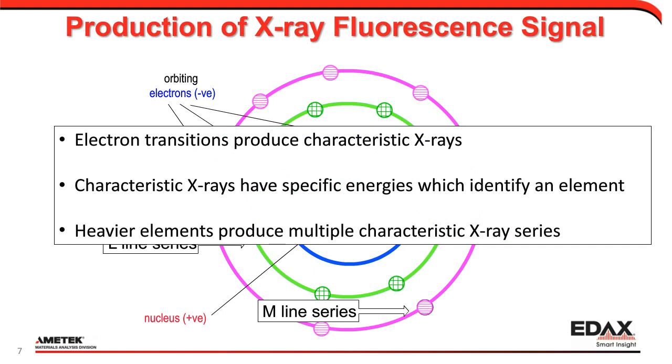So in X-ray fluorescence, we're using X-ray excitation to create electron transitions in the orbital shells, and these produce characteristic X-rays. The characteristic X-rays have specific energies which identify an element. Heavier elements have a more complicated electron orbital structure and can produce multiple characteristic X-ray series.